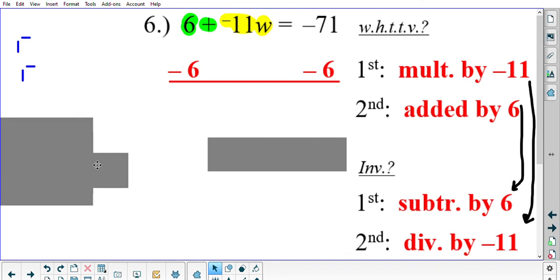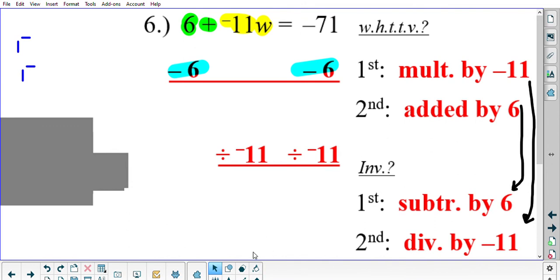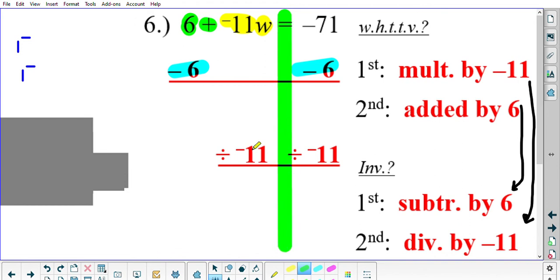Okay, did you subtract by 6 first on both sides? Please check the alignment. Yes, I'm very picky about this. You should be too. That minus 6 better be underneath the other 6, and the other minus 6 better be underneath the negative 71. Later, you will divide by negative 11 on both sides. As I've told you before, the equal sign is the divider between the left side and the right side. Make sure you're doing your inverse operations on both sides.